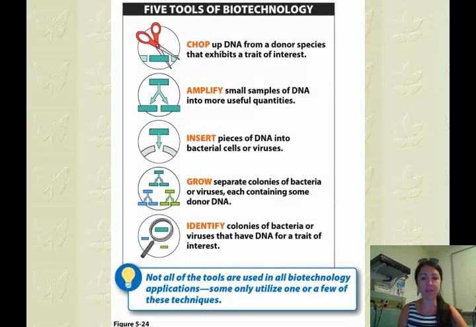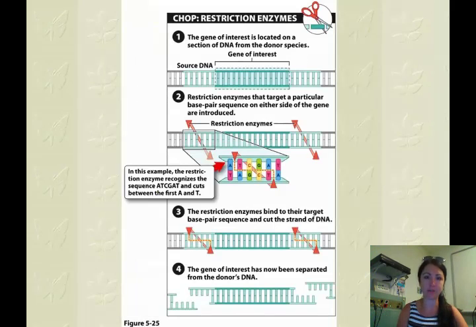And then identify the colony of bacteria or viruses that have the DNA for the trait of interest. So find the ones that are making the human insulin and isolate them. So not all of these tools are needed for every application. Some only utilize one of these tools, but these are the basic tools that we have of biotechnology.